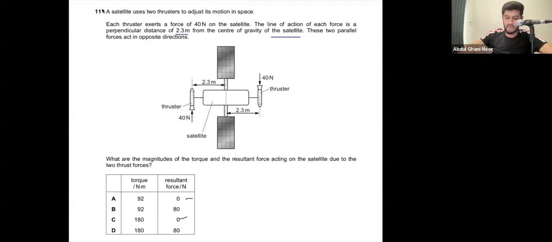As far as the torque is concerned, the formula for torque is force multiplied by the perpendicular distance between the two forces. आप एक फोर्स लोगे और इस फोर्स को दोनों के बीच के डिस्टेंस से मल्टीप्लाई कर दोगे। सो 40 multiplied by 4.6, which is equal to 180. The answer is C.